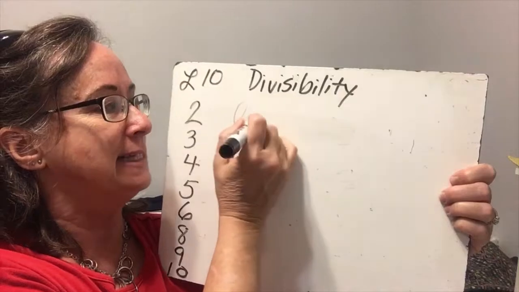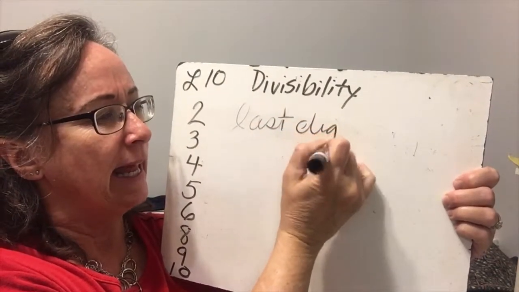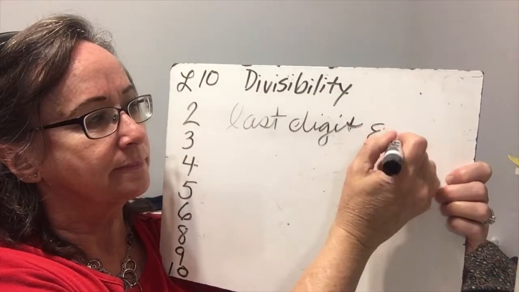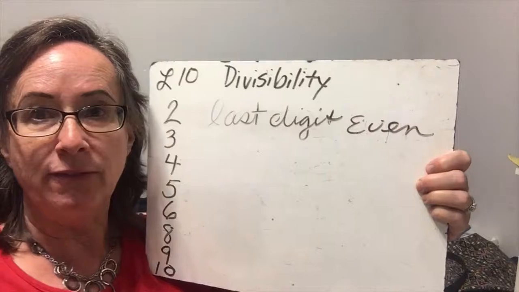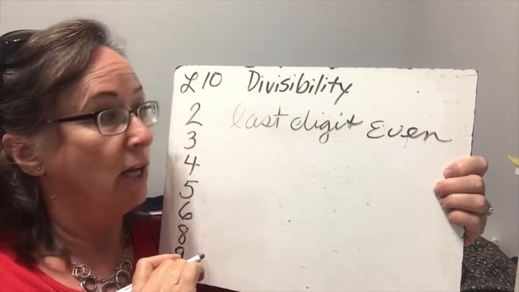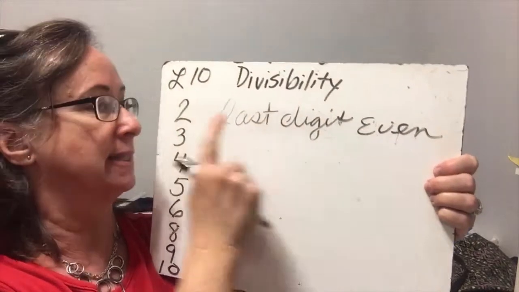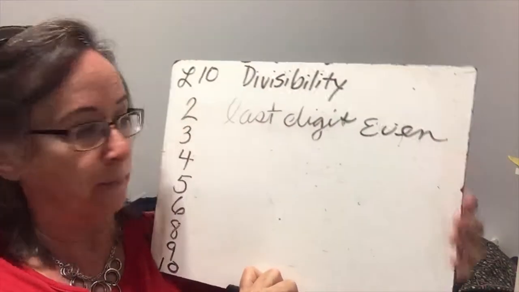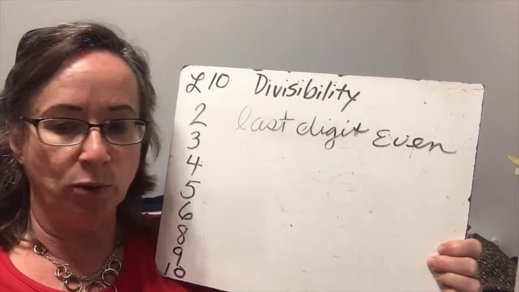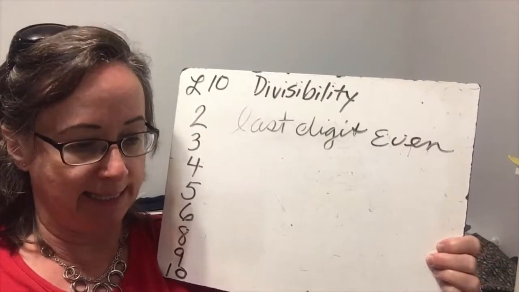If the last digit is even. Okay, now even numbers are 0, 2, 4, 6, 8. So we have the last digit even tells us that the number is divisible by 2. So instead of going in order, we're going to talk about the rules that deal specifically with the last digit.